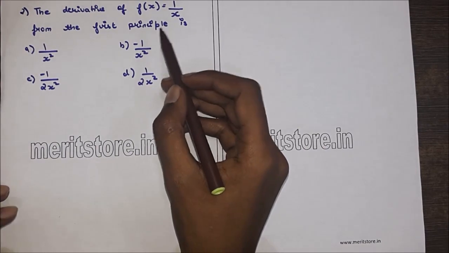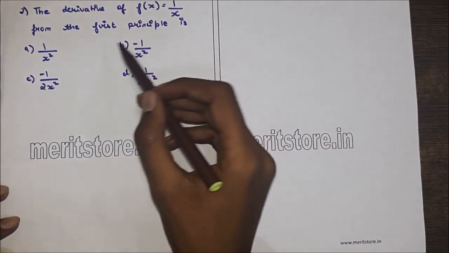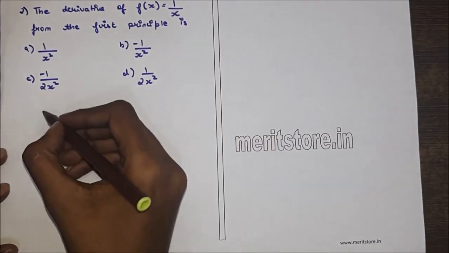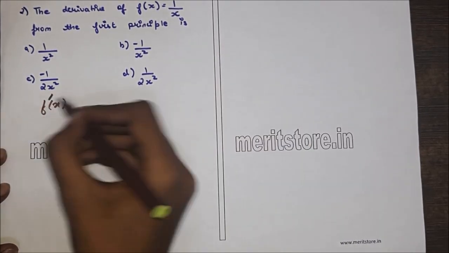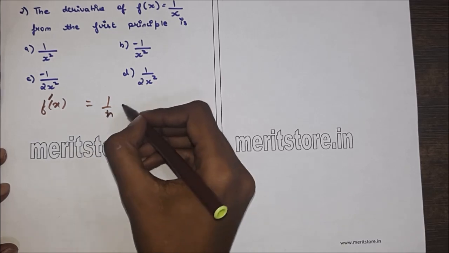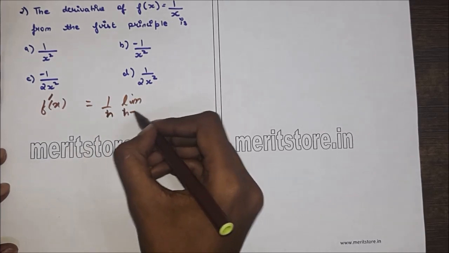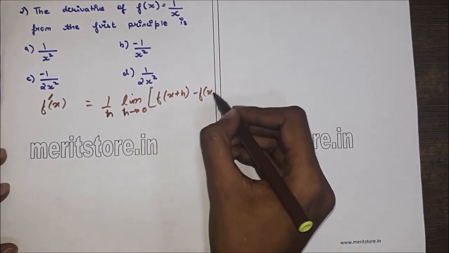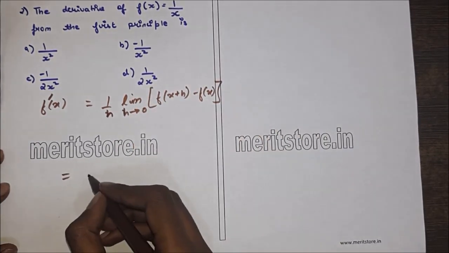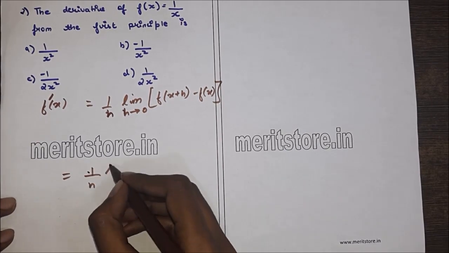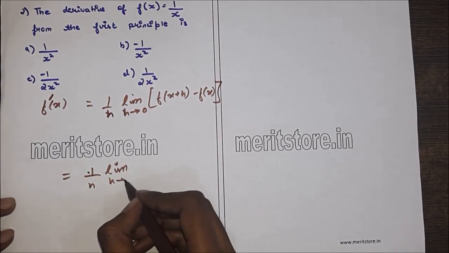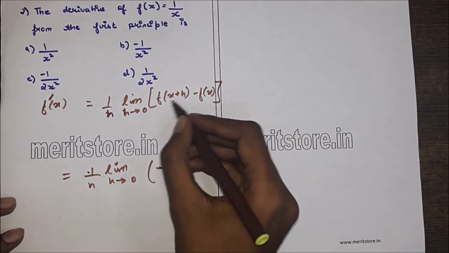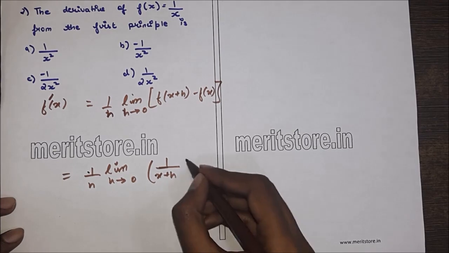The derivative of f of x is equal to 1 by x from the first principle is, now we again use the first principle, which is f dash of x is 1 by h, limit h tends to 0, f of x plus h minus f of x. Again we substitute the values, we get 1 by h, limit h tends to 0, f of x is 1 by x, so f of x plus h is 1 by x plus h, minus 1 by x.